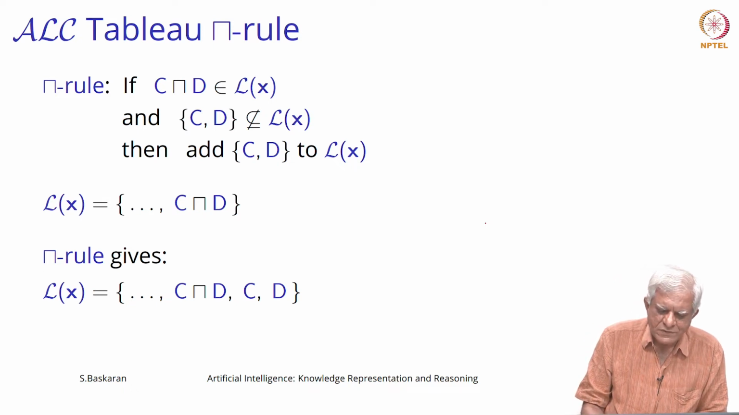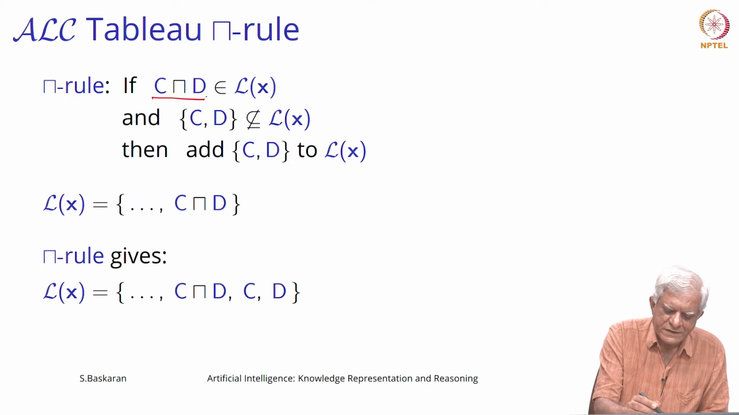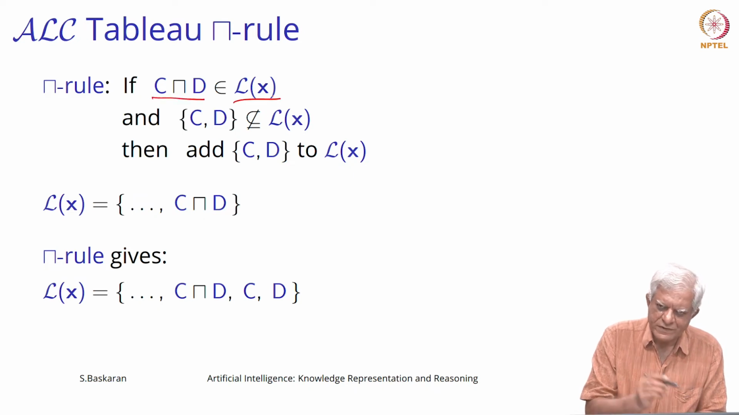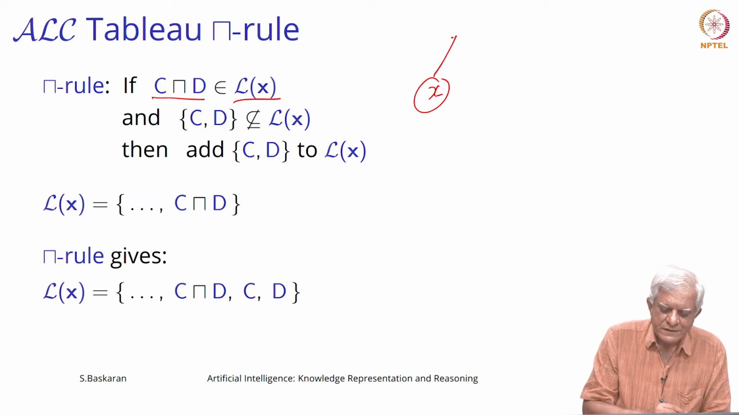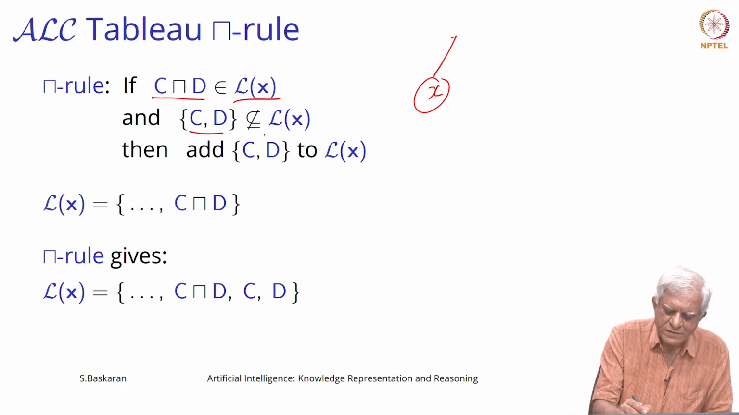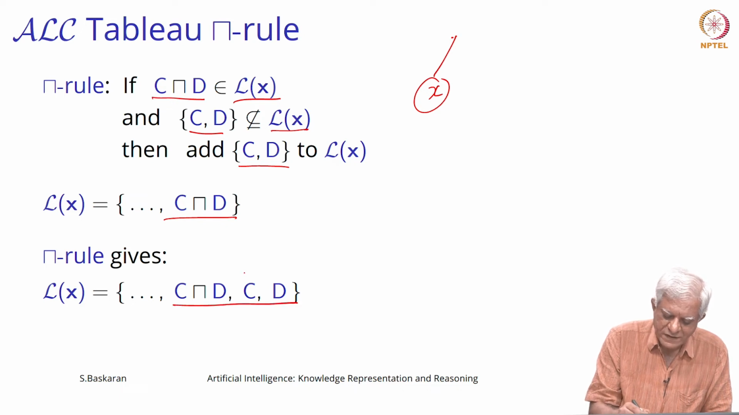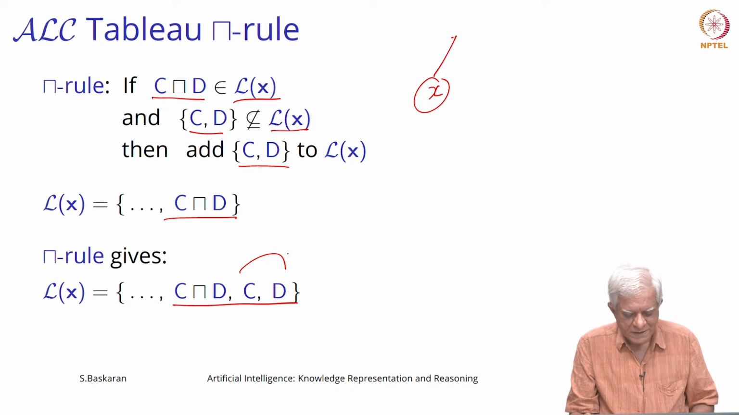So, let us look at some of these rules here. This is the intersection rule. If this concept belongs to the label set of X, so we are looking at a node in the graph. Somewhere there is X, and X may be a child of something else, and so on. And if C and D do not belong to this label set, then we add C and D to the label set. So, for example, if we started with C intersection D, then we add C and D. So, we have these two new things added to the label set of X.